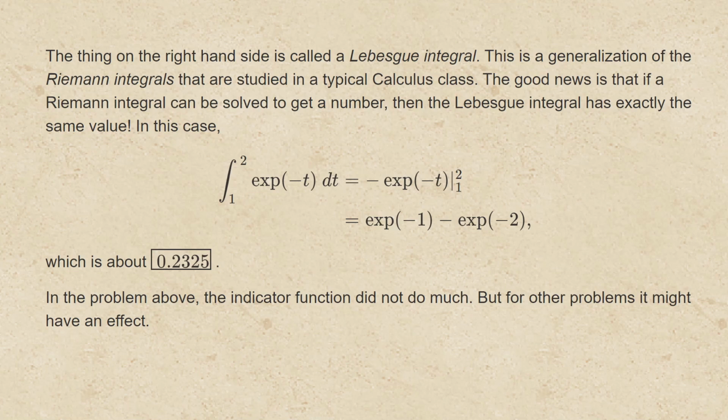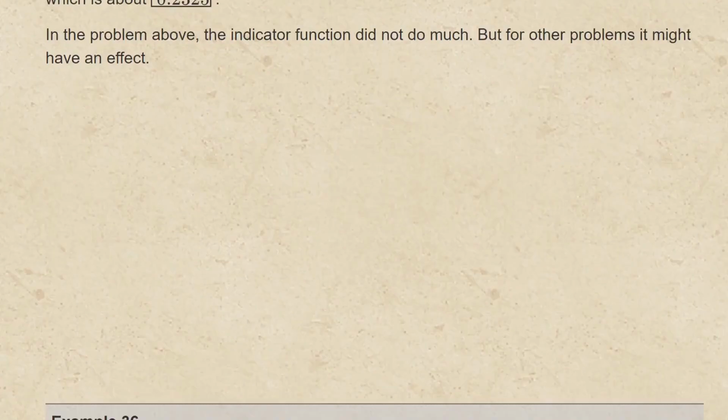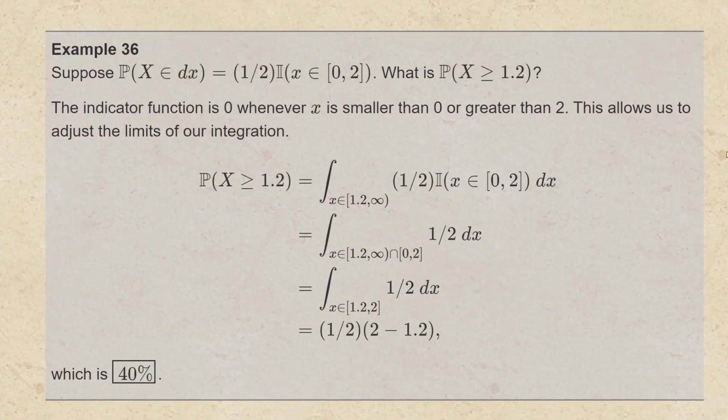In this case, the integral from 1 to 2 of e to the minus t dt equals negative e to the minus t evaluated at the upper limit of 2 and the lower limit of 1. The negative flips that upper and lower, and so we end up with e to the minus 1 minus e to the minus 2, which is about 0.2325. Now in the problem above, the indicator function did not do much, but for other problems it might have an effect. Now let's do an example.